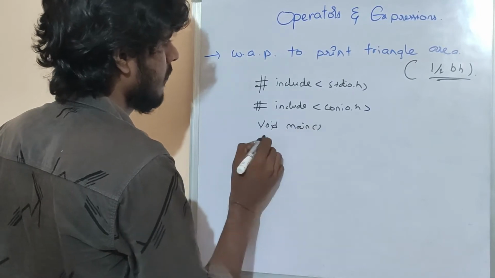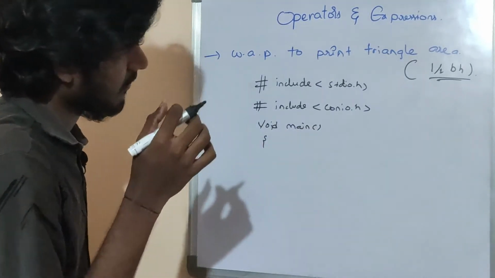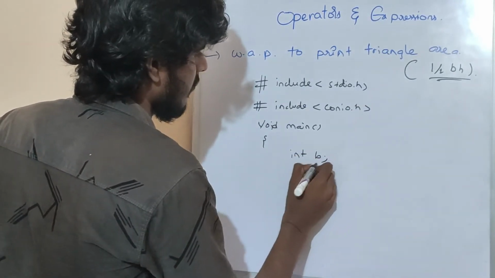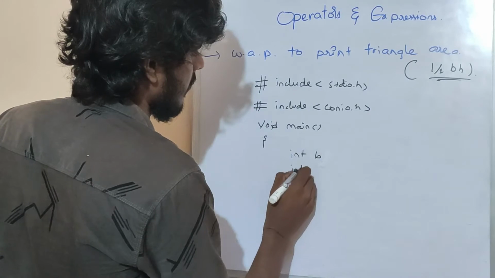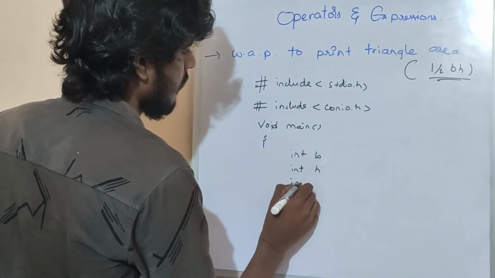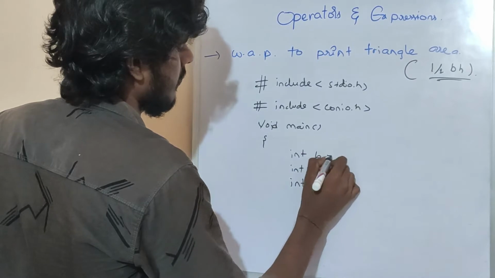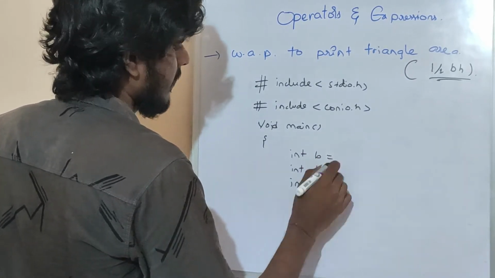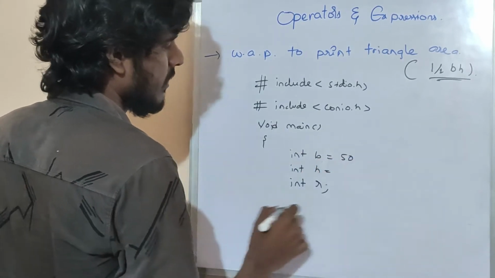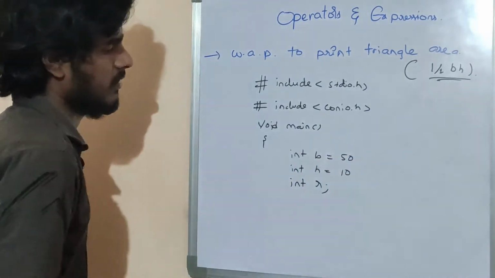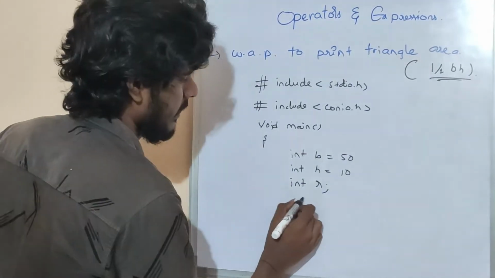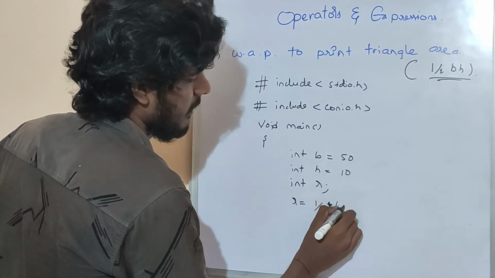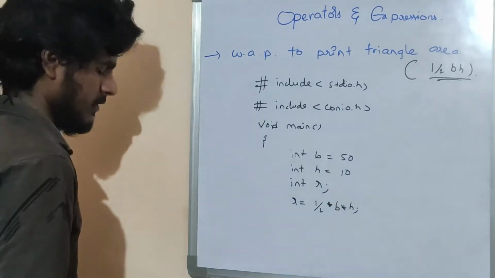void main. Okay, how many variables are required? int b, int h, and the result variable int r. Suppose by default the b value is 50, the h value is 10, and the resultant variable is r. Okay, next r is equal to, what is the formula, half of b h?